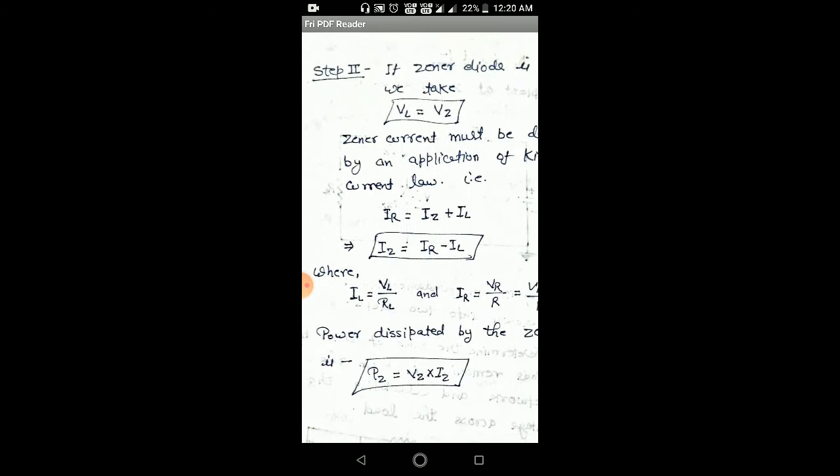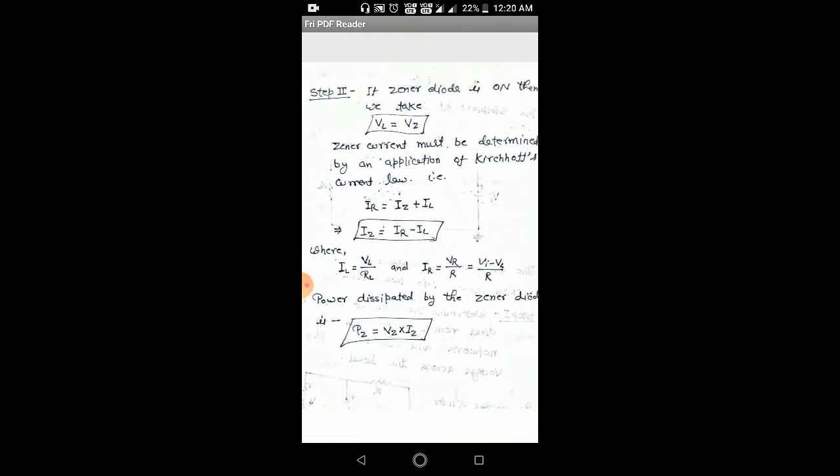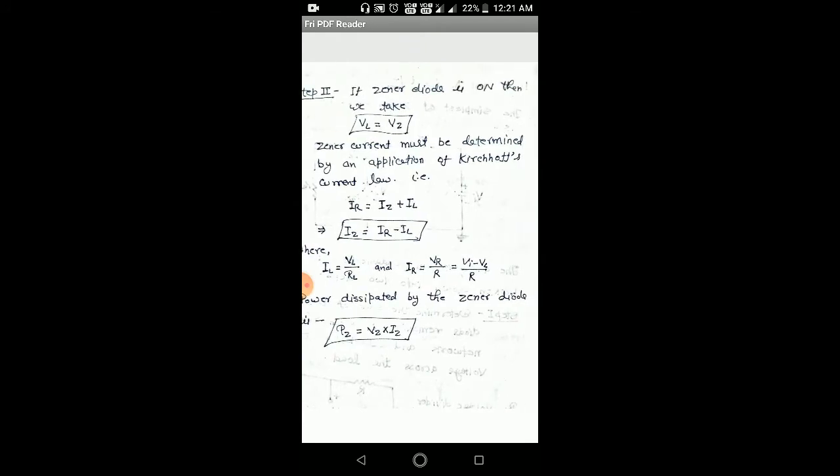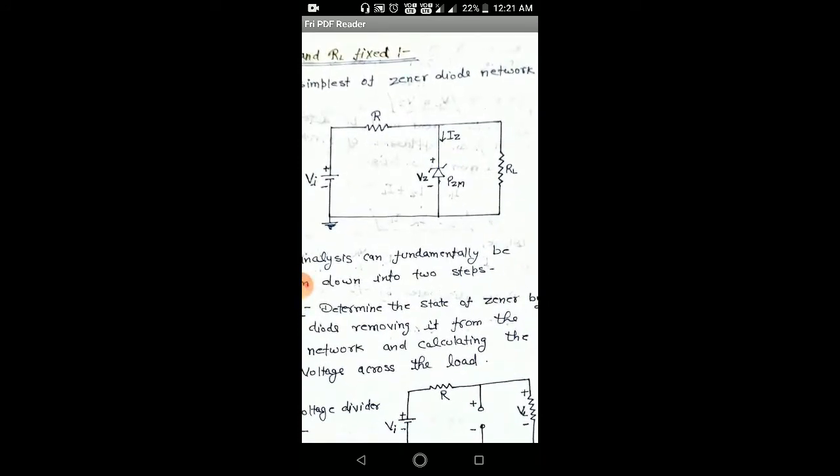Now here we can see the Zener current must be determined by an application of Kirchhoff's current law. In this diagram we can see the current through the resistor R. This current is divided in 2 ways. First passes through the Zener diode and second passes through the load resistor RL. So we can say IR equal to IZ plus IL.